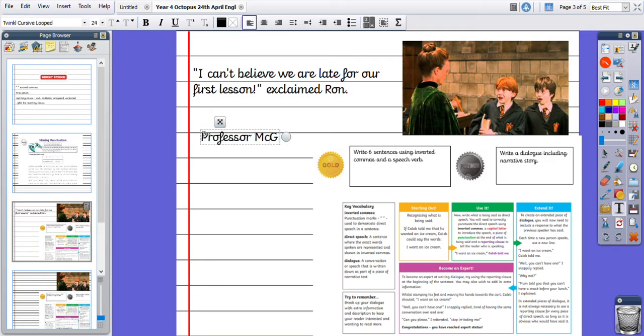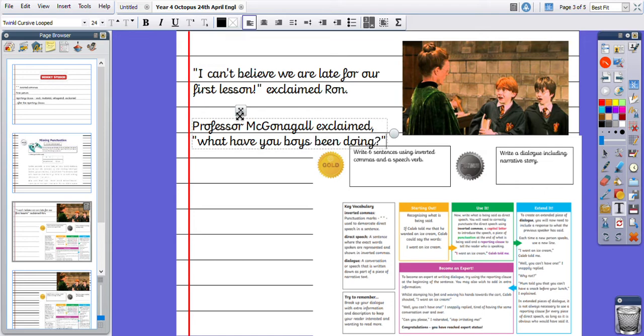Professor McGonagall exclaimed, "What have you boys been doing?" Now I have used, in both of my examples, inverted commas. I have used speech verbs. I've used exclaimed. Oh, I've used exclaimed twice.